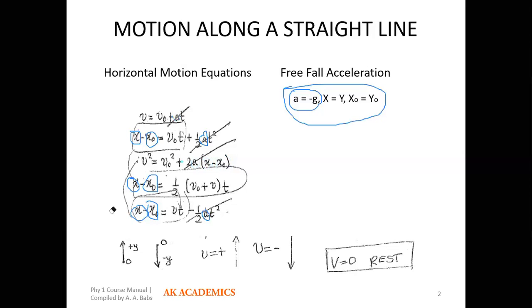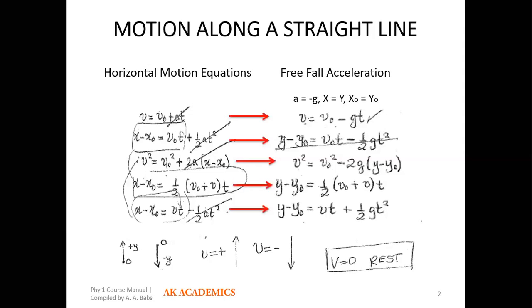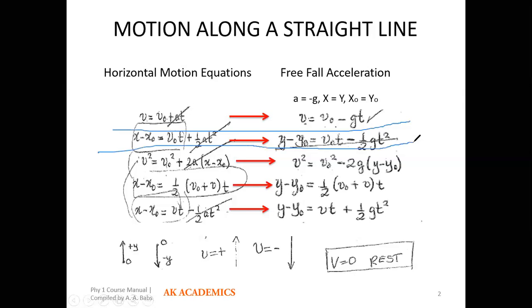So that means once you know horizontal motion equations, you don't necessarily have to memorize the free fall acceleration equations. You just need to know that a is minus g and x is y, x naught is y naught. If you understand that, when you carry out those transformations, the equations are converted like these. Okay, so as you can see, v equal to v naught plus at now becomes v equal to v naught minus gt. All right, equation 1 for horizontal motion becomes this for vertical motion.